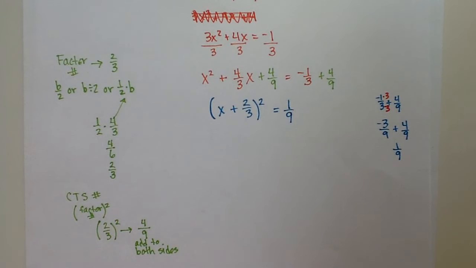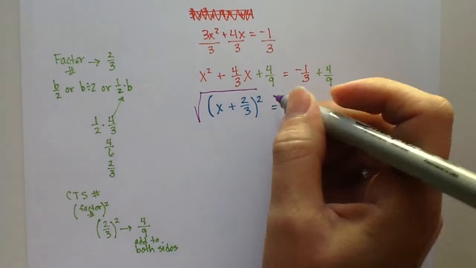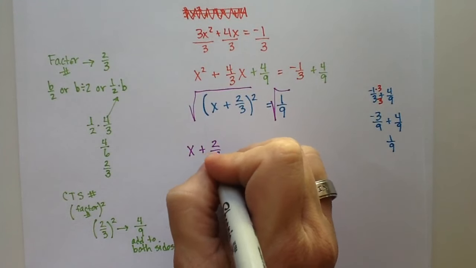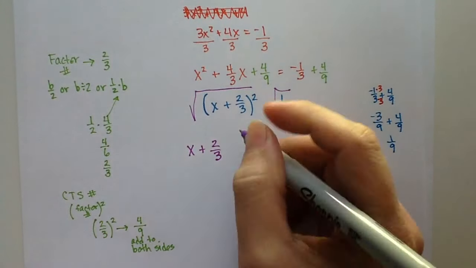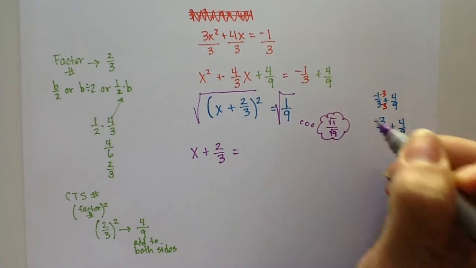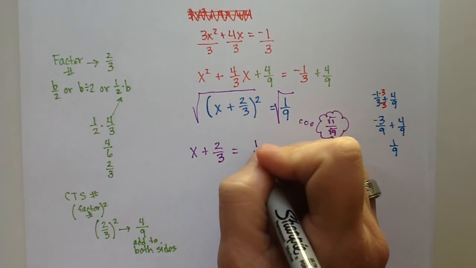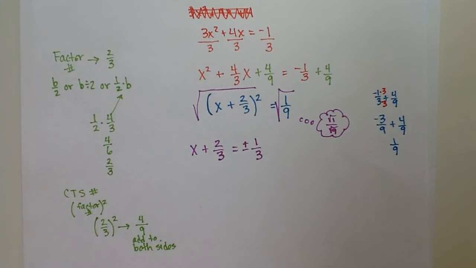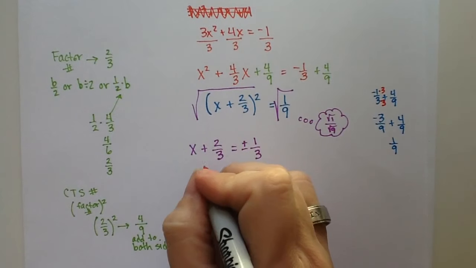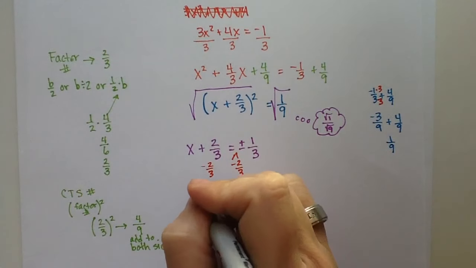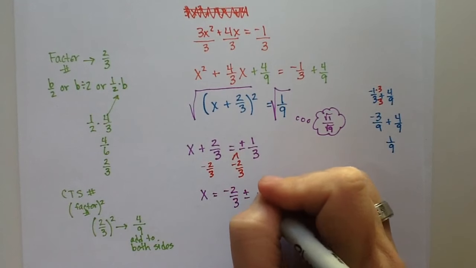Then my next step is to take the square root of both sides. So I will square root here, square root here. The square root of x plus 2/3 squared is just x plus 2/3. And for the square root of 1/9, remember we're thinking of that like the square root of 1 over the square root of 9. Square root of 1 is 1, square root of 9 is 3. And don't forget to use the plus or minus out in front. So x plus 2/3 equals plus or minus 1/3. And I still have to get my two answers, so I will subtract 2/3 from both sides. And remember that that's going to go in front of the plus or minus. So I have x equals negative 2/3 plus or minus 1/3.